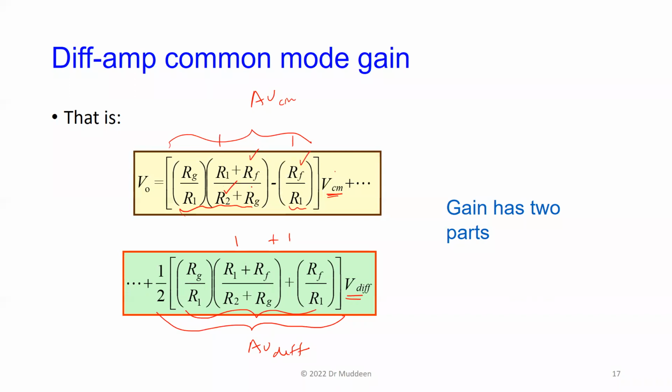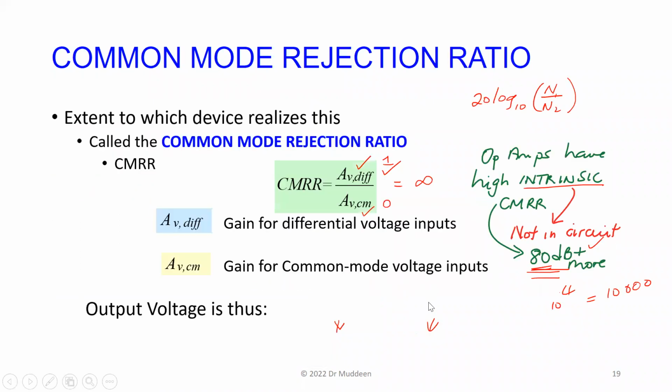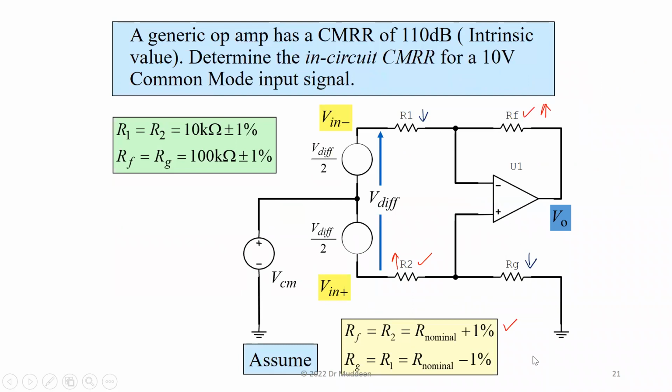R2 and RF have increased in value, R1 and RG have gone down, right? That's what the particular problem is. So R2 and RF have gone up, R1 and RG have gone down. So you calculate the new value. The nominal value for R1 is 10K, so if it went down, it will be 10K minus 1%. You work that out. And the same thing for RG: RG is 100K minus 1%.